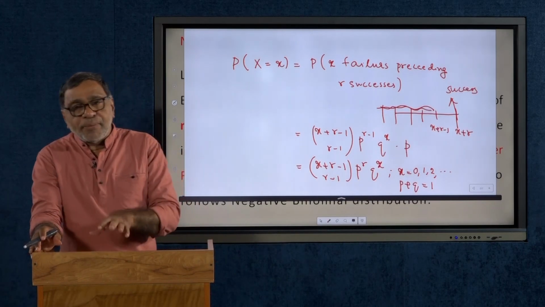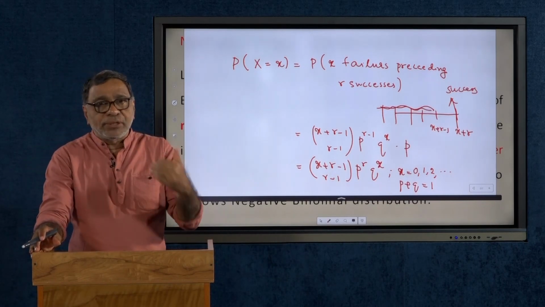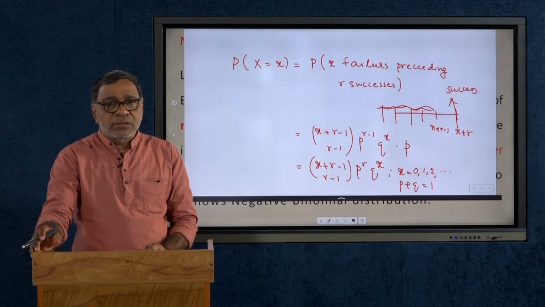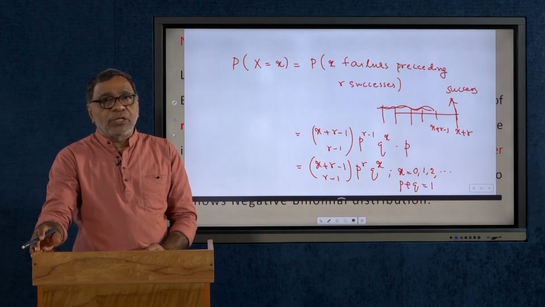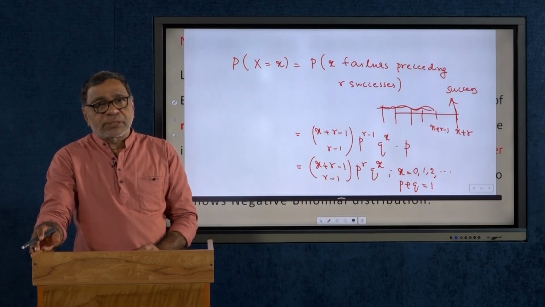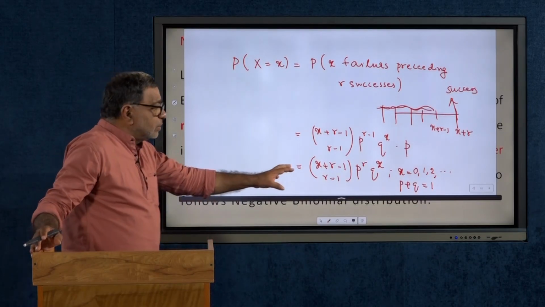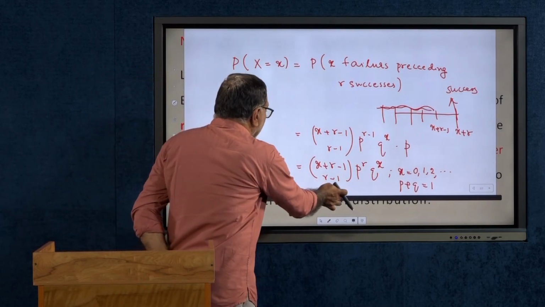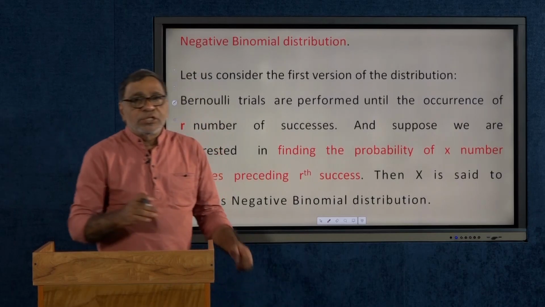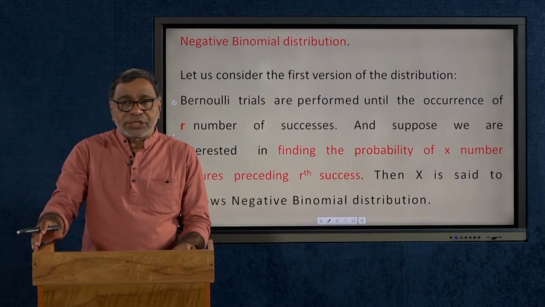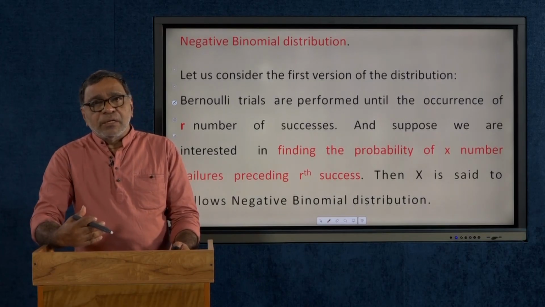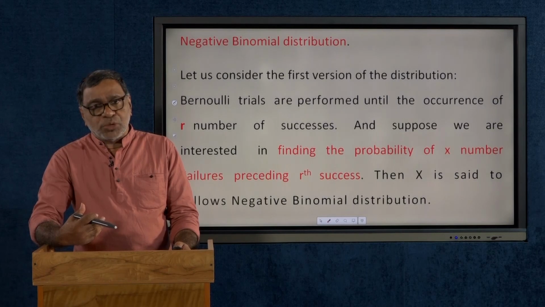And this probability model, that is, the probability of x failures preceding r successes when we are performing Bernoulli trials with the probability of success p, is given by this expression. And this probability model is the negative binomial distribution probability mass function. So, this is the concept behind the derivation of the negative binomial distribution probability mass function.